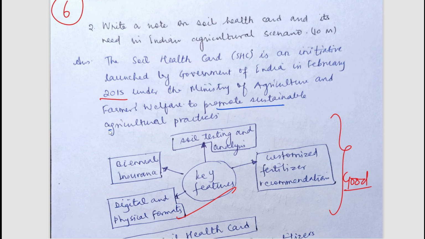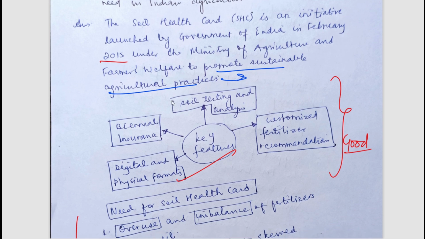promote sustainable agriculture practices and specifically to promote soil testing, so that the indiscriminate use of fertilizers which is happening in soil, which is leading to deterioration of soil quality, can be avoided and can be protected. The soil should be protected by using this soil health card scheme. What are its key features? Soil testing, customized fertilizer recommendation, digital and physical formats, okay, biennial insurance. So these are some of the key features.